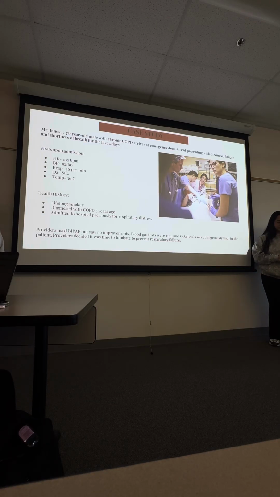The patient was a lifelong smoker diagnosed with COPD 5 years ago. He had been admitted to the hospital many times in the last year with respiratory distress. Providers used BiPAP but saw no improvements, and O2 levels and blood pressure continued dropping. Blood gas tests were run, and the patient had a PaCO2 level of 55 millimeters of mercury. Providers decided it was time to intubate. The purpose of intubating in this situation is to bypass the failing respiratory system, ensuring adequate ventilation to expel CO2 and prevent respiratory acidosis. Intubation with mechanical ventilation provides a machine to breathe for the patient, controlling oxygen and CO2 levels.